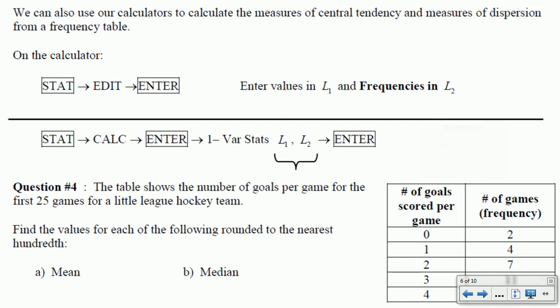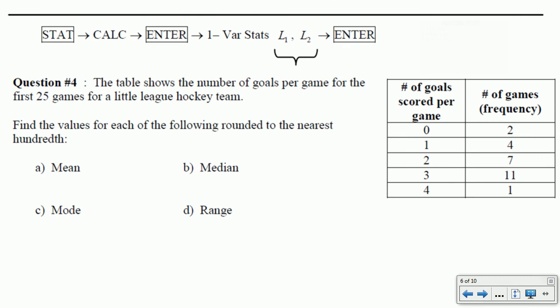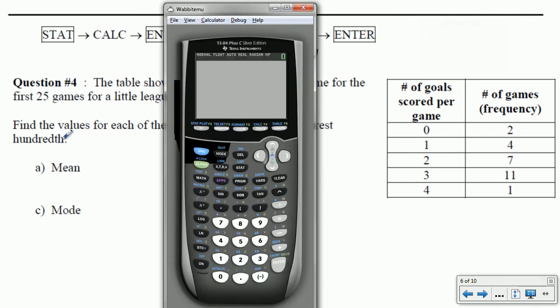So now let's look at another feature of our graphing calculator that might save us some time. In question number 4, the table shows the number of goals per game for the first 25 games for a Little League hockey team. We need to find the values for each of the following rounded to the nearest hundredth. So here's our calculator, and we're going to enter this data into the calculator.